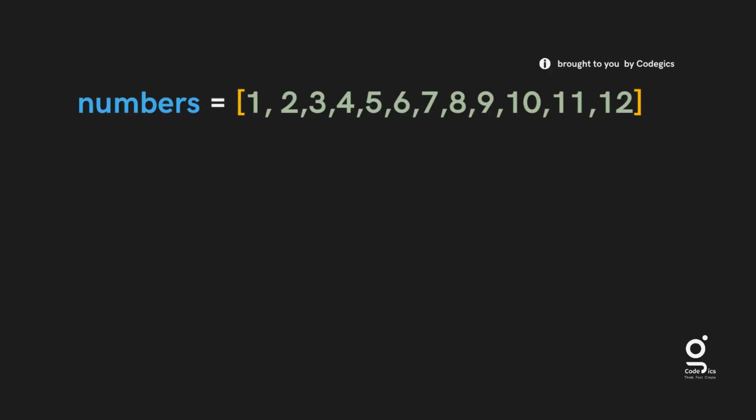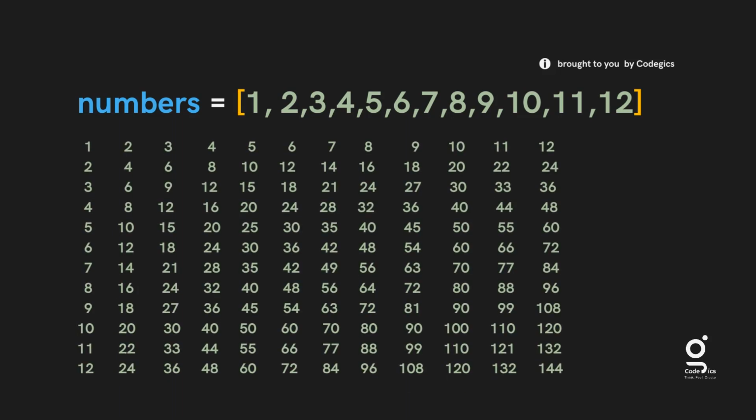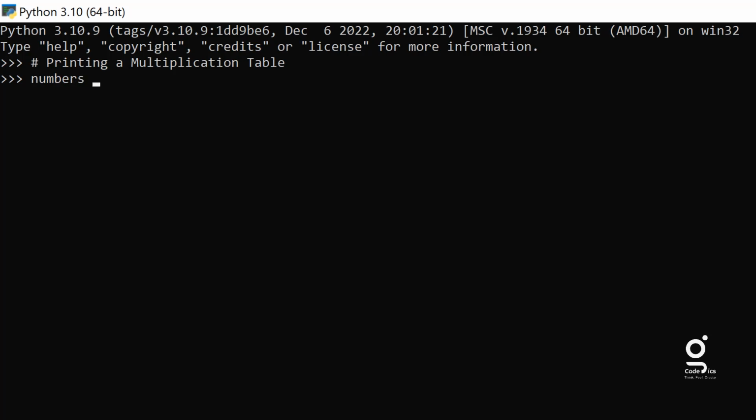Suppose we have a list of numbers and we want to create a multiplication table that shows the product of each pair of numbers in the list. Here's how we can go about it.